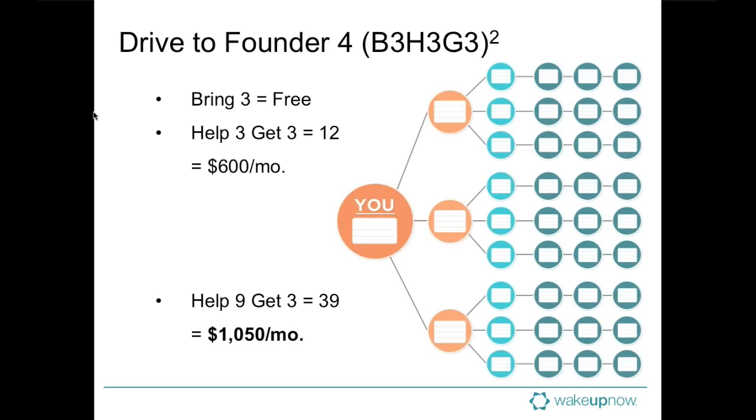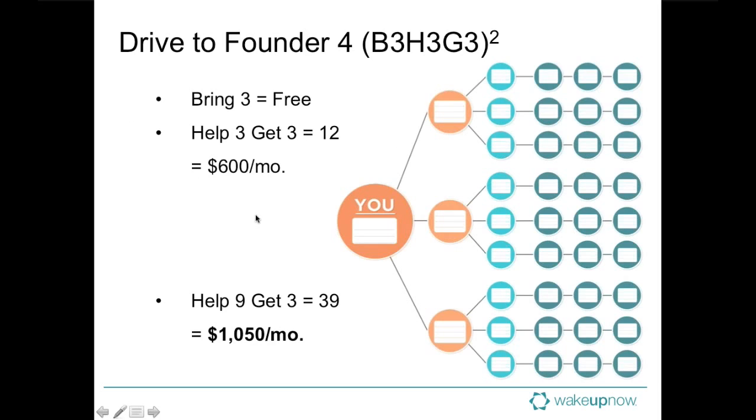Now, as that process duplicates and you help these 9 people each get their 3, you're up to $1,050 a month in residual income. That's not a one-time bonus. Make that very clear. Not a one-time bonus. You're going to get that check month after month after month. And as that process duplicates and continues to grow within your organization, it's going to grow and grow, and you're going to be able to make serious residual income.